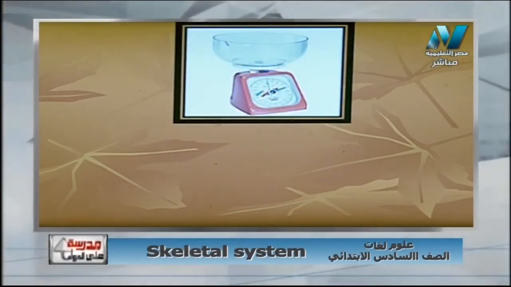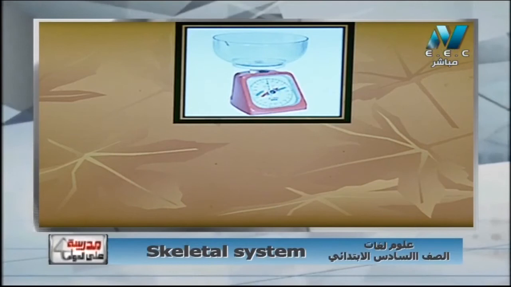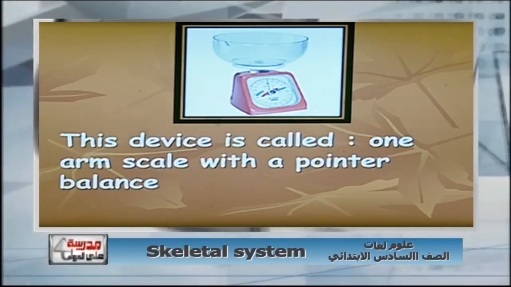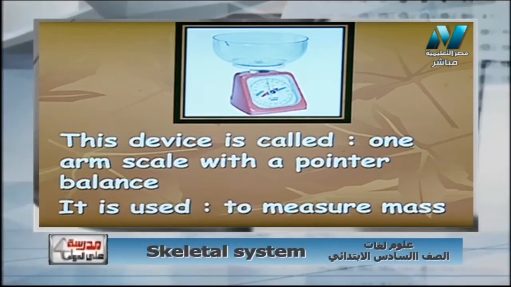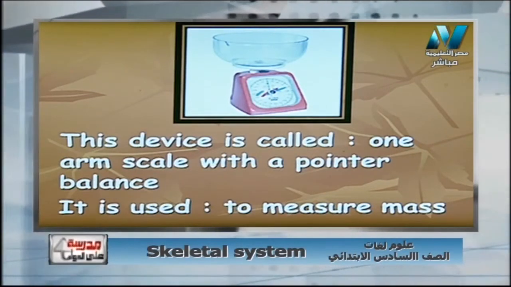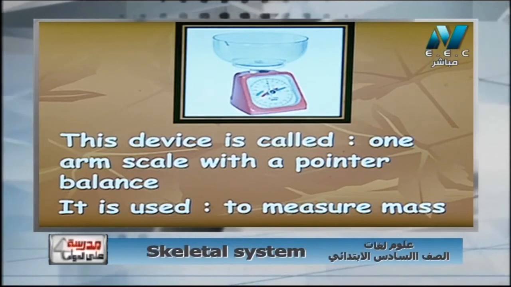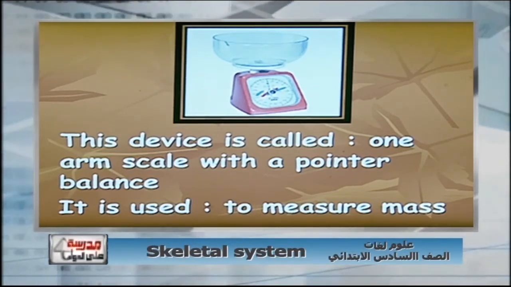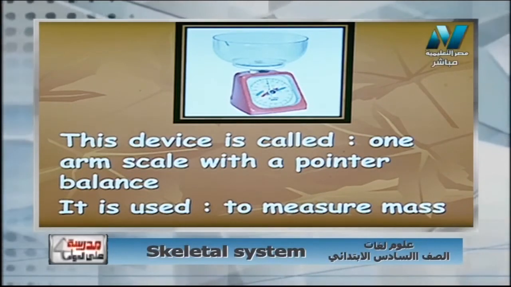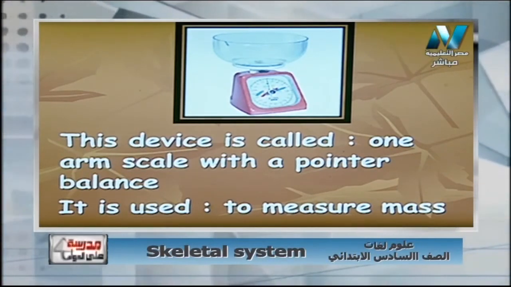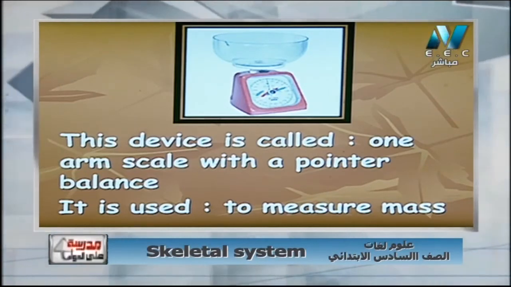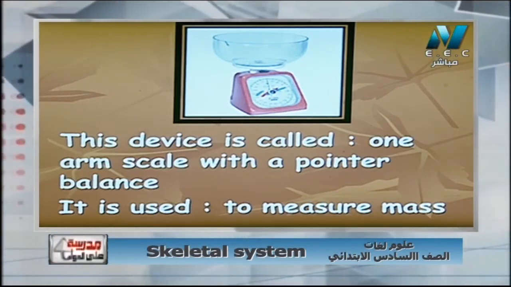Another image. What's this image? It's an image for one arm scale with a pointer. The one arm scale with a pointer is also used to measure mass. برضه هو جهاز بيستخدم لقياس الكتلة. يبقى عندنا two devices up till now: common balance and one arm scale with a pointer that are used for measuring mass. طبعا في غيرهم كتير جدا، خدنا قبل كده sensitive balance وخدنا كمان digital balance، كل دول بستخدمهم to measure the mass عشان اقيس بيهم الكتلة.